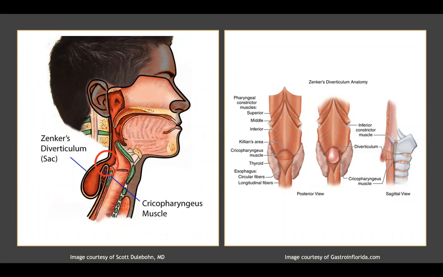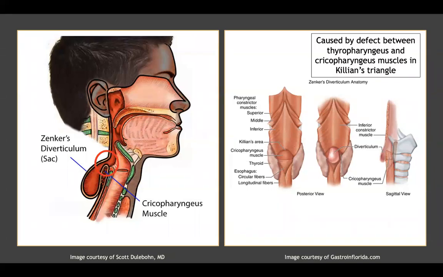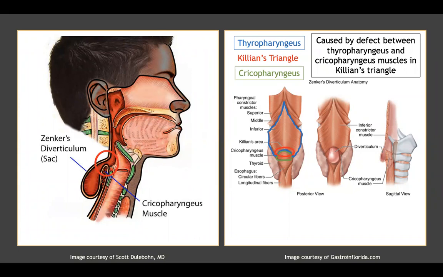So on your left, you can see this outpouching that I talked about. That's a diverticulum. And now on the right, I'm going to show you exactly where they like you to know. So they want you to know each of these muscles, and they want you to know Killian's triangle. So here's our thyropharyngeus in blue. Below that, we have our cricopharyngeus. And then in between those two, you have something called Killian's triangle. And sometimes if there's a defect there, a little bit of a weakness, you can actually get the tissue to push right through there. And you can see the diverticulum on the outside there.